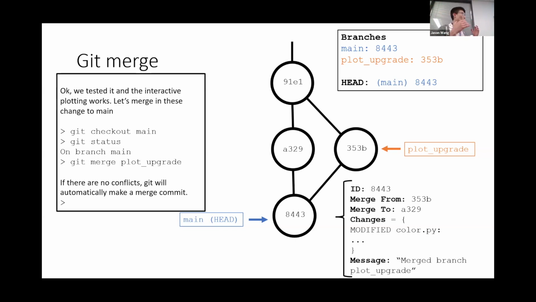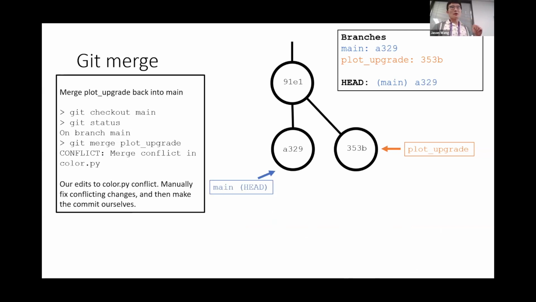So this is what a pull request on GitHub does. This is what you can also do on your command line. We have 8443. Now you can see the branches. Plot upgrade hasn't changed one bit. It's still pointing at 353B, still has 4 commits in its timeline, whereas the main branch is now pointing to 8443 and has 5 commits.